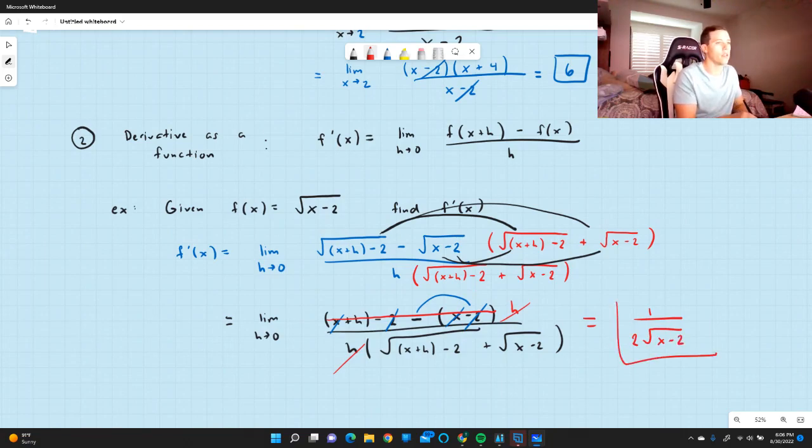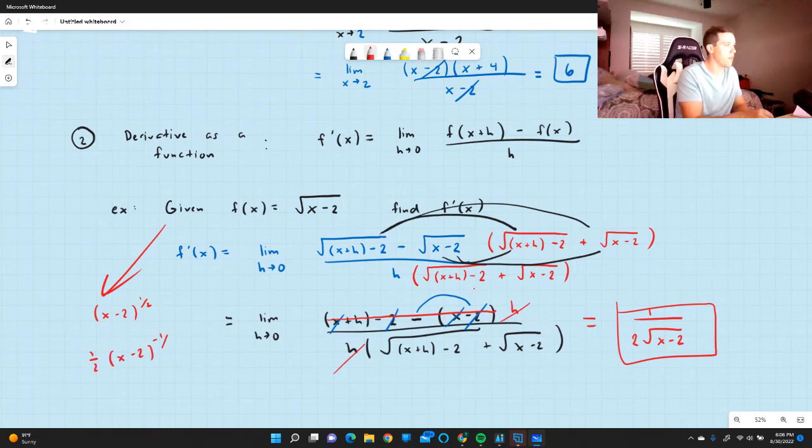And that's the answer. And we know that because we could take the derivative using our shortcuts. Remember, this is (x minus 2) to the 1/2. And that's chain rule. So 1/2 (x minus 2) to the negative 1/2 times the derivative of the inside, which is just 1, so we don't have to worry about that right now. And then the negative exponent means it goes to the denominator. And lo and behold, we have the same answer.